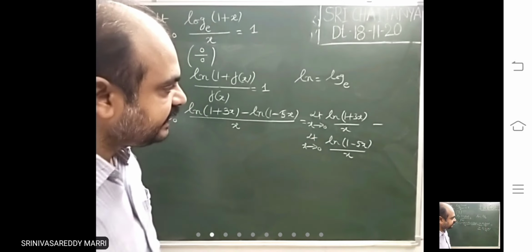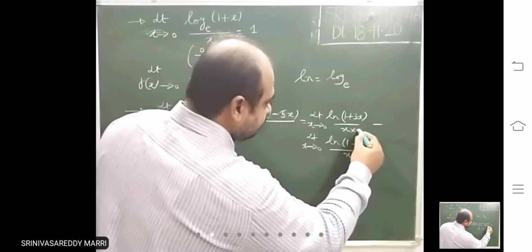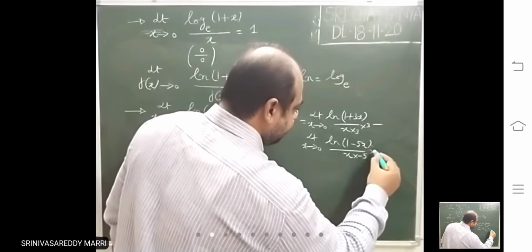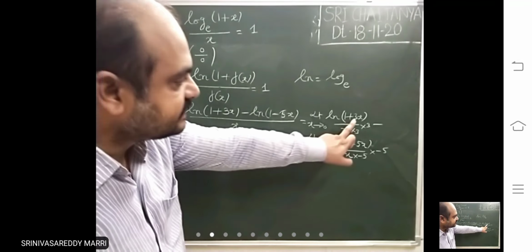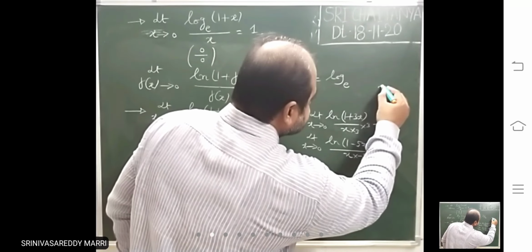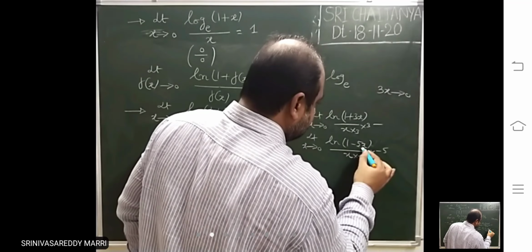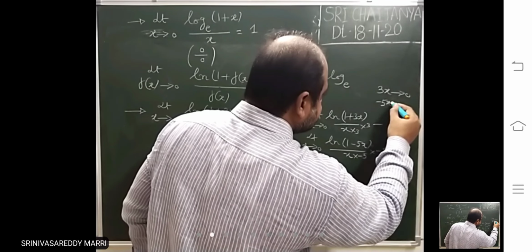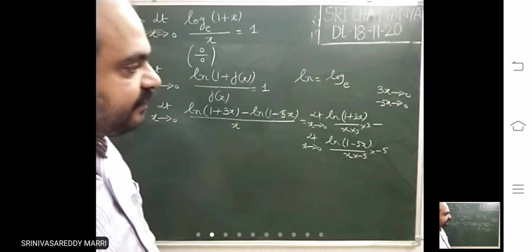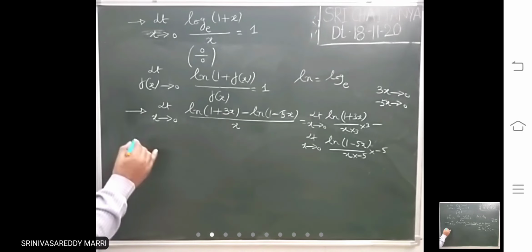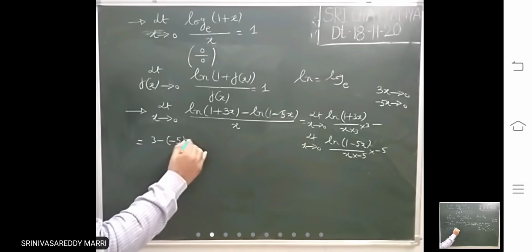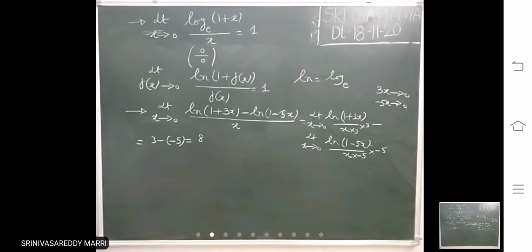Actually, what is the formula? 1 plus f of x divided by f of x. Multiply and divide by 3. Multiply and divide by minus 5. Now, look at this is f of x. If x tends to 0, 3x tends to 0, this minus 5x tends to 0. That means this is a form limit f of x tends to 0, log of 1 plus f of x divided by f of x. That's value is what? 1 into 3 minus of minus 5. So, answer is what? 8. Like that, you have to readjust.